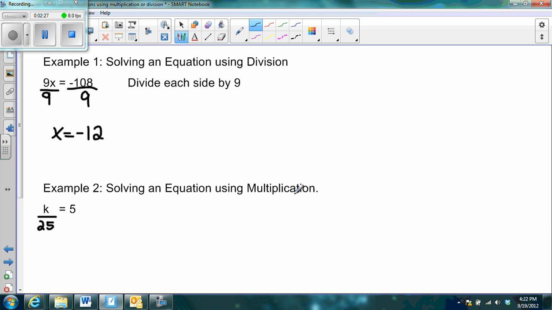So now using multiplication, if we have k divided by 25 equals 5, then we can say, let's multiply both sides by 25, to cancel out that 25. So this becomes just k, which is equal to 5 times 25. So k equals 125.